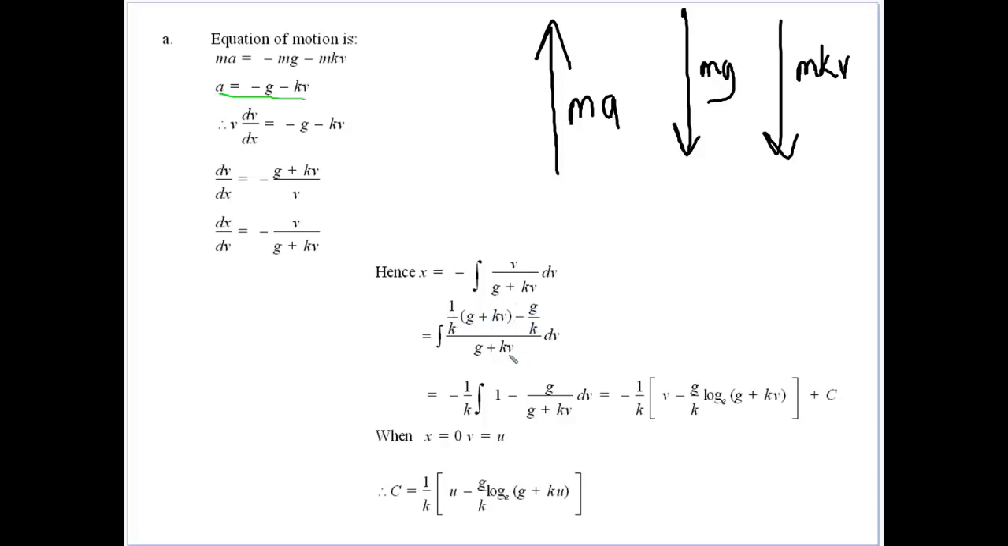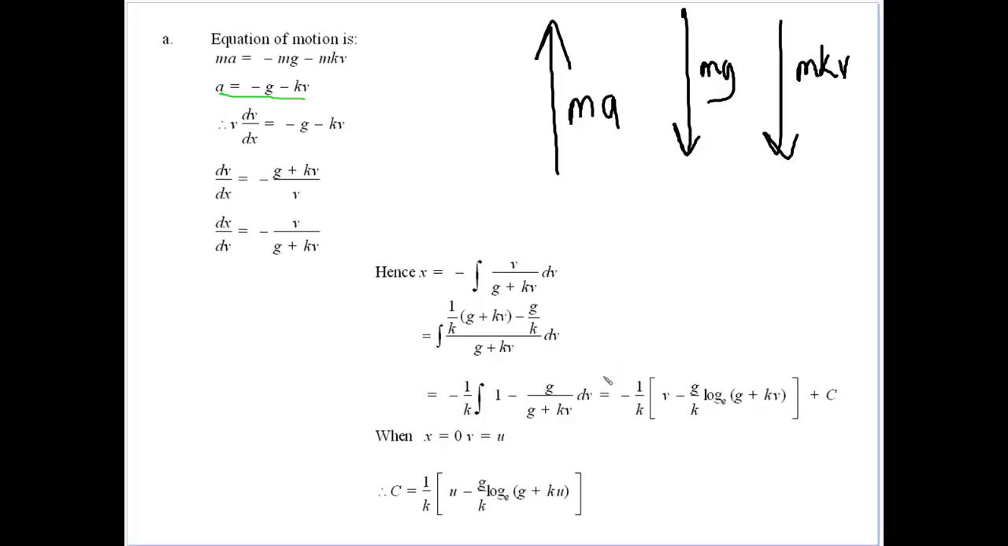because that would get it back to v. So a little bit harder manipulation there, but you could do polynomial division and you would get that expression. So it would go in once with a remainder of g over g plus kv, which means that when we integrate it, we're going to get the minus 1 on k out the front. 1 integrates to v. That becomes a log function, g on k, log of g plus kv, plus c.